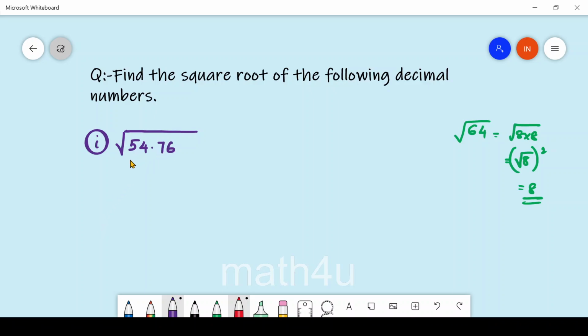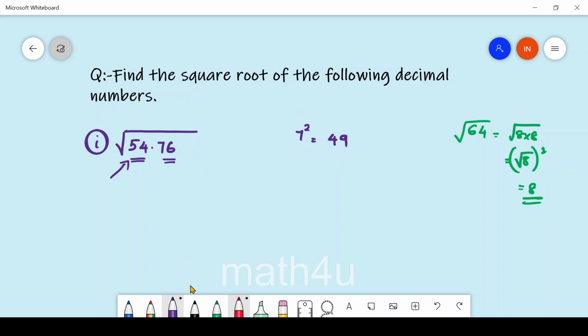First, we have to consider this as 2 numbers: 54 as one and 76 as another. And first you have to check for a perfect square which is very close to this 54. Which is the perfect square very close to 54? That is 7 squared, equal to 49, right? So 7 squared, 49, is the closest one. Next is 8 squared, that will go beyond 54, that is 64, right?